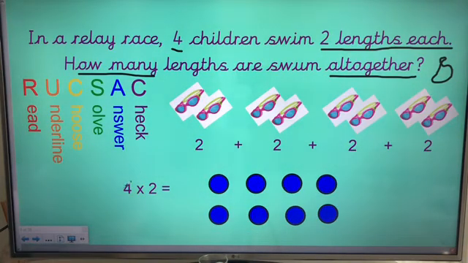So here's my number sentence written again as a multiplication. We've got 4 times 2. 4, lots of 2. 1, 2, 3, 4, lots of 1, 2. So we can use our knowledge of counting in twos now to count all these dots up. Are we ready? Count in twos with me. Stop, stop, go. 2, 4, 6, 8.